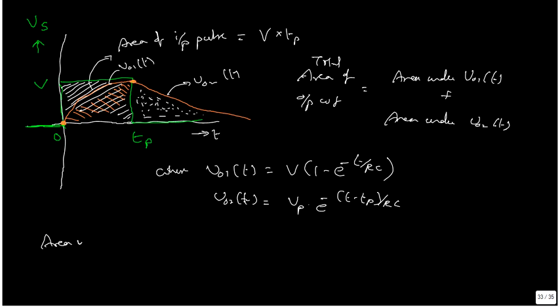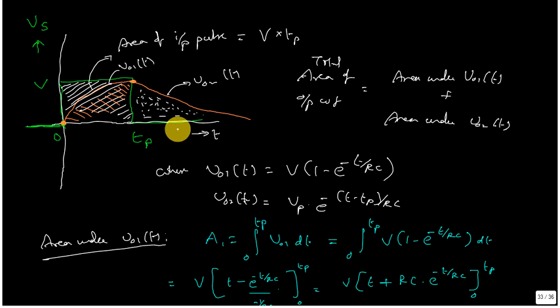So first, the area under V01 of t. Let A1 be the area under V01 of t. The area can be calculated by integrating the V01 curve. The V01 curve has limits from 0 to Tp; 0 to Tp is the V01 waveform and Tp to infinity is the V02 waveform. So integration with limits 0 to Tp of V01 of t dt. V01 of t we already know is V into 1 minus e power minus t by RC. Take integration with limits 0 to Tp.